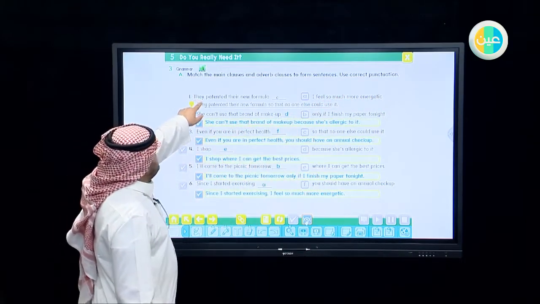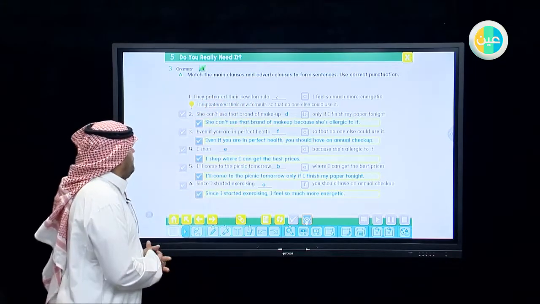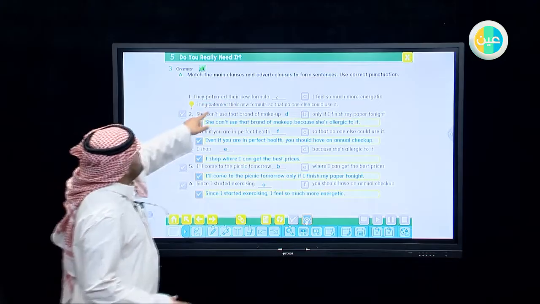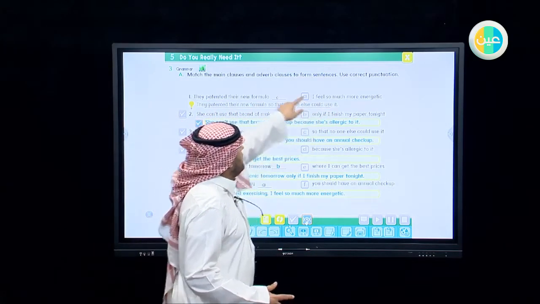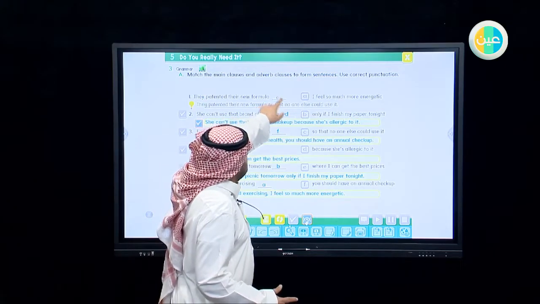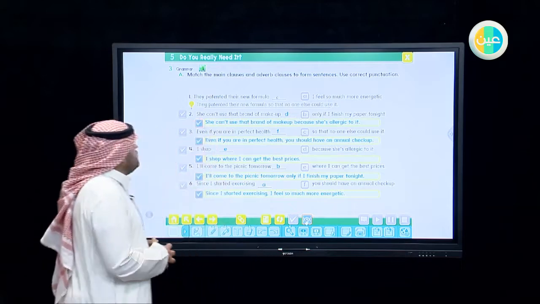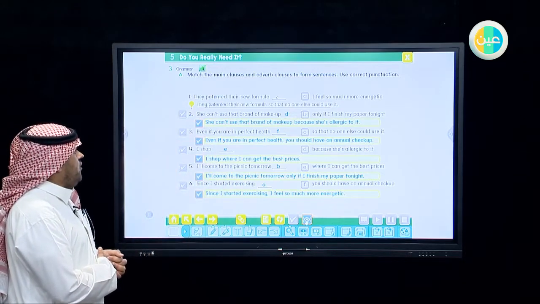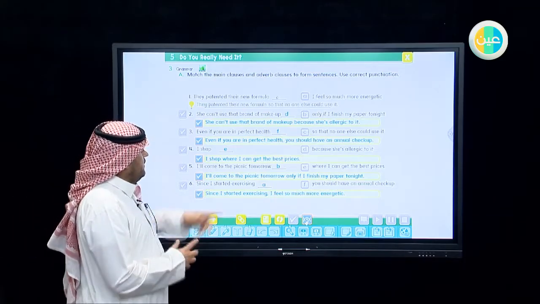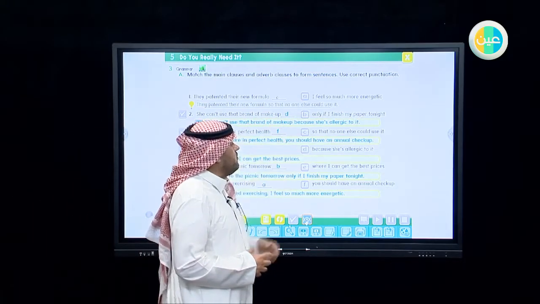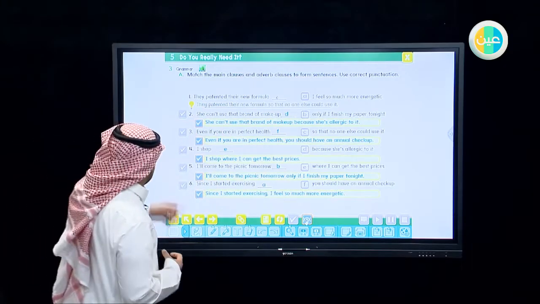They patented their new formula. Patented means registered it as a new invention for them. They patented their new formula so that no one else could use it. Okay, so the right answer is C, as you see here, that no one can use it. Number 2, she can't use that brand of makeup, which is matching number 2, D. Yes, because she is allergic to it. Allergic means حساسية, she has an allergy to it.